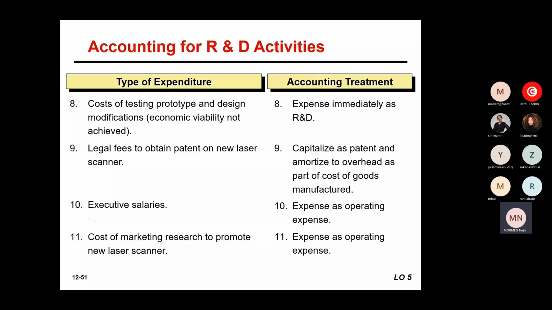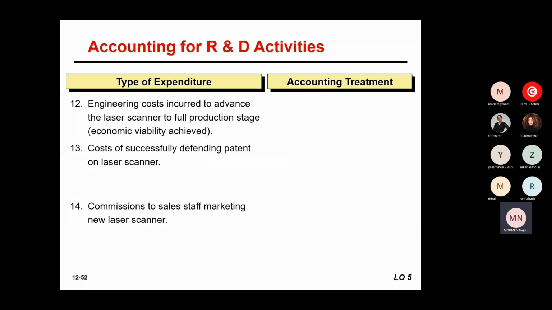Engineer costs incurred to advance the laser scanner to full production stage. So here we're talking about economic viability that is achieved. If it is achieved, it should be capitalized as R&D, and then, of course, it should be depreciated and reported as operating expense.